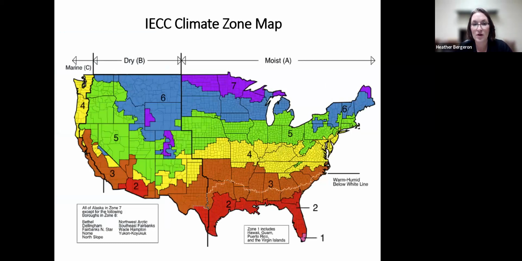So here's an example of the IECC climate zone map. You can see 4 climate zones here. As I mentioned before, you have the northern, the southeastern, and the southern. So those are the examples of where you're going to fall on the climate zone map.